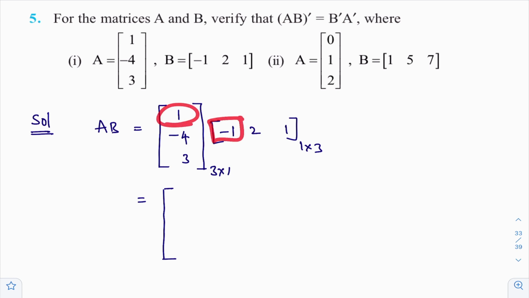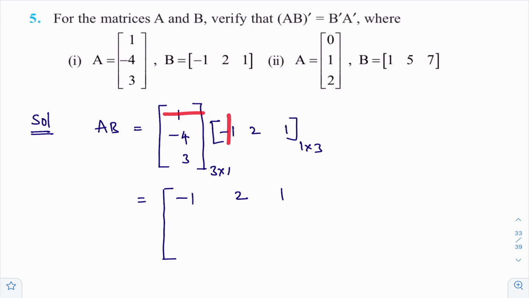First row, first column. In first row, only one element is there. In first column also, only one element is there. First row, first column elements, you multiply 1 into minus 1. That is minus 1. That's it. First row, first column is completed. Now first row, second column, 1 into 2 is 2. Now first row, third column, 1 into 1. I hope you are understanding. Matrix multiplication knowledge is needed here.